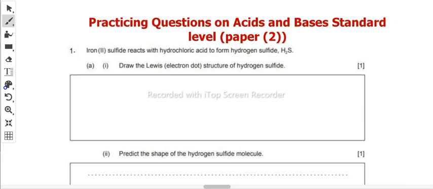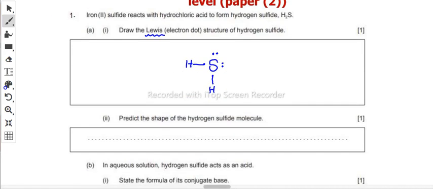As in question number 1I, it's asking to draw the Lewis electron dot structure of the hydrogen sulfide. So the sulfur is my central atom. I have 6 valence electrons inside my sulfur. Then there will be 2 hydrogens which will be attached by a single covalent bond. So this is for AI.